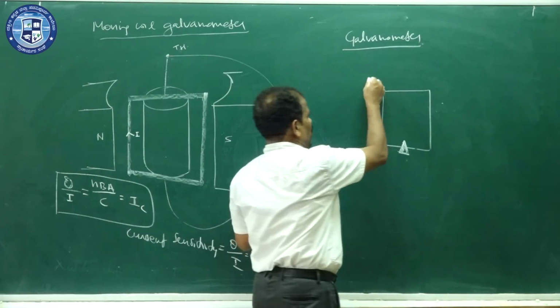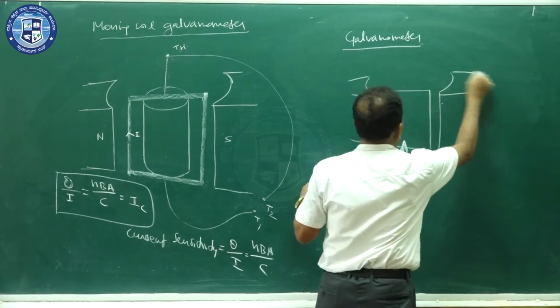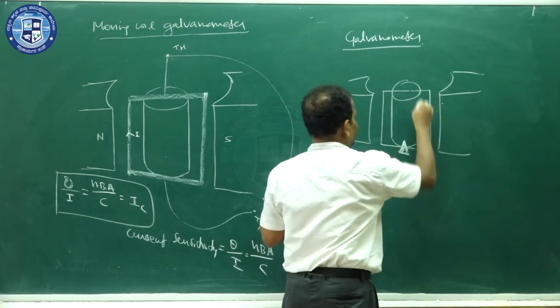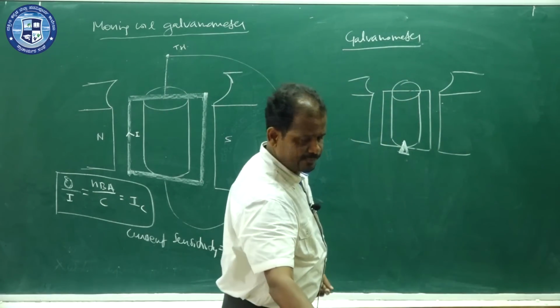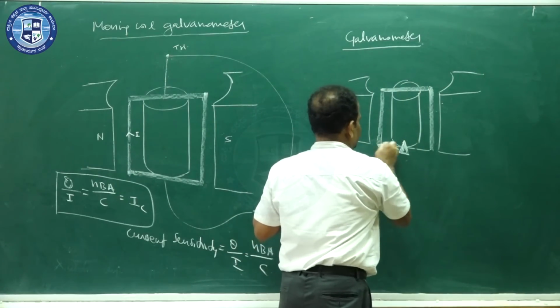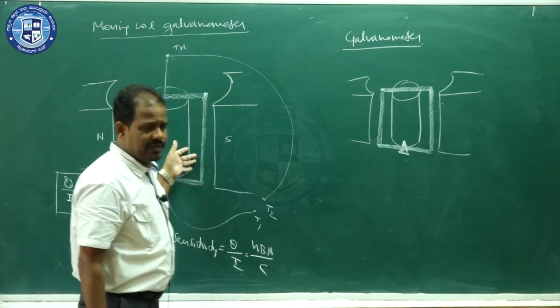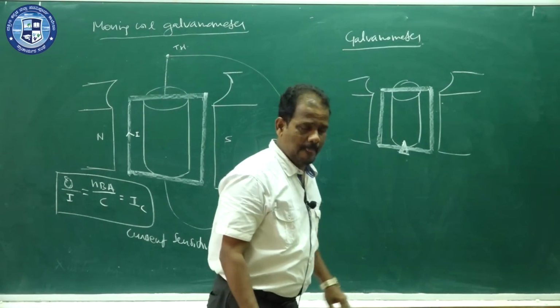And we have concave pole pieces as usual, and there is a cylindrical iron piece. This is the coil. So here the coil is suspended, here the coil is pivoted.